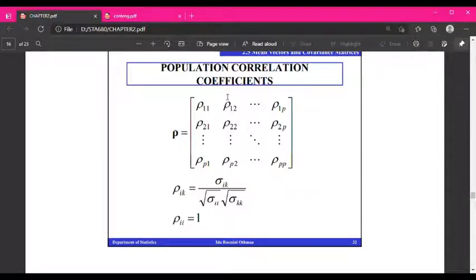Dan dekat sini, contohnya rho 12 adalah correlation between first variable dan second variable. So rho 12 sama dengan rho 21. How to get this? Formula ni pernah nampak kan dalam chapter 1 sebelum ni, chapter 1 or the early chapter 2 that you have learned before this untuk dapatkan correlation. Okay, kita gunakan covariance between the variables dan juga standard deviation of the variables involved.